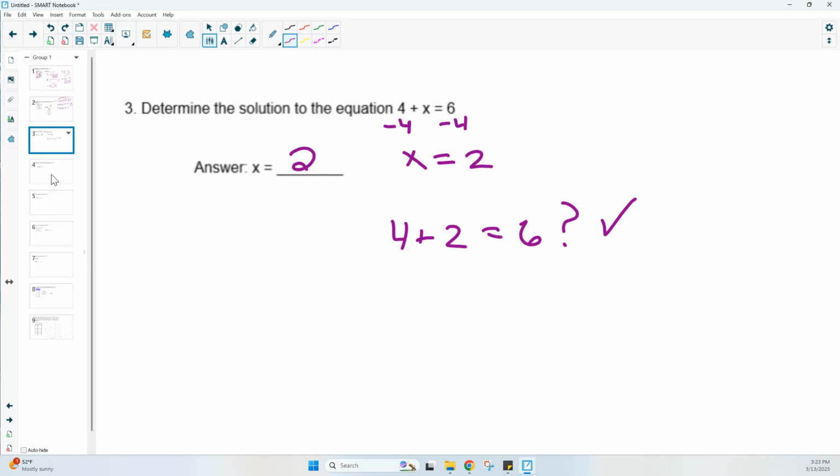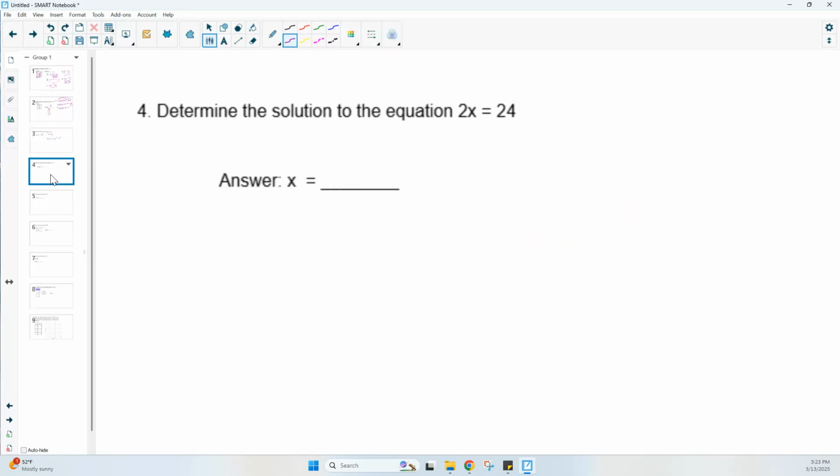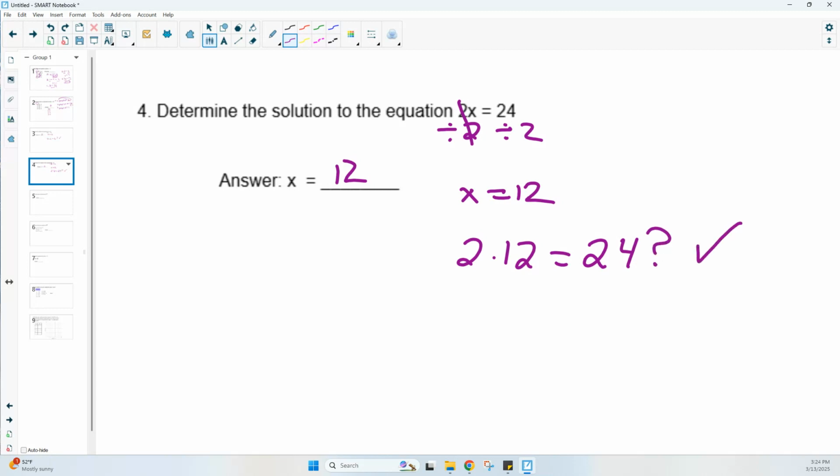All right, let's keep going. Determine the solution of 2 times x equals 24. Again, when you have a variable and a coefficient, or letter and number together, it is multiplication. We are going to undo the multiplication with division. If I divide both sides by 2, 24 divided by 2 is 12, so x would equal 12. And I can prove that. Does 2 times 12 equal 24? Yes, it does.